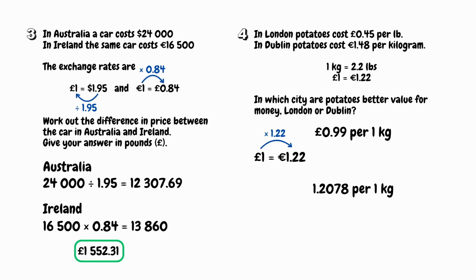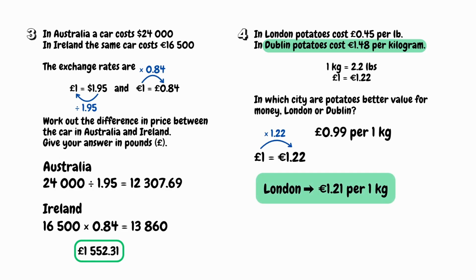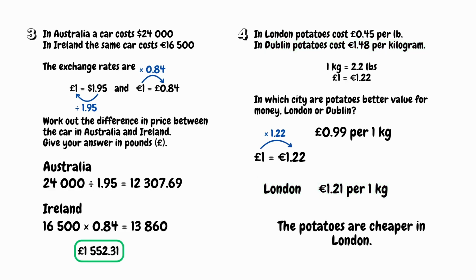That gives us an answer of 1.2078. And again, I want to give my answer here to 2 decimal places. So that gives me 1.21 euros. So I've now got the price of the potatoes in London in euros per kilogram. Because this matches with Dublin, it's now easy to compare. Looking back through the question, in Dublin, the potatoes cost €1.48 per kilogram, and in London, the potatoes cost €1.21 per kilogram. So from that, we can easily see that the potatoes are cheaper in London. And that would be our final answer.